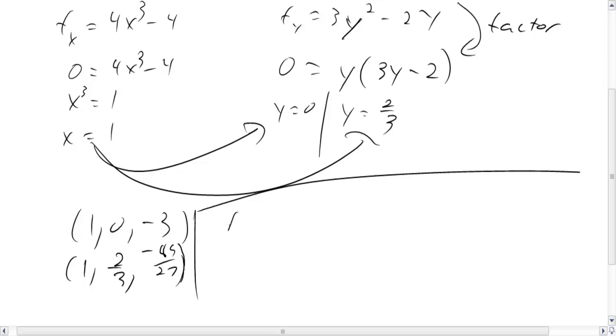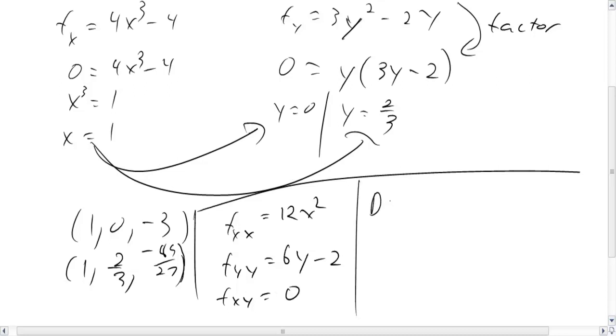So we're going to go to our second derivatives. We use concavity to check what things are. The second derivative of f with respect to x would be 12x squared. The second derivative with respect to y would be 6y minus 2. And the derivative with respect to x, then y, because there is no interaction term, would just be 0. So when we use our d-test, that's the second derivative with respect to x times the second derivative with respect to y minus the second derivative with respect to x, then y, squared, evaluated at whatever point we're trying to test.